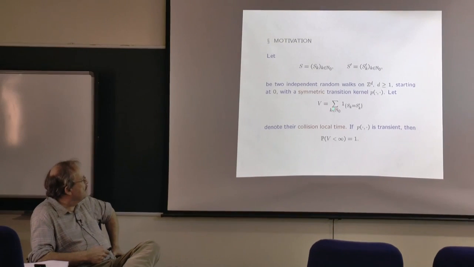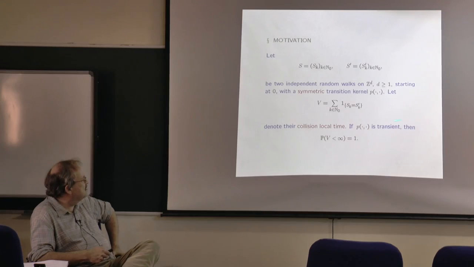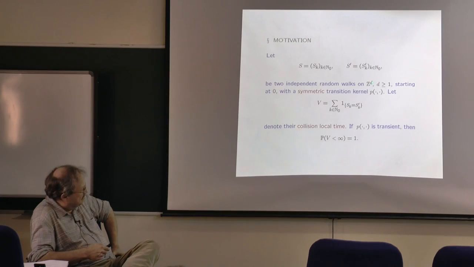interval. Now, it is easy to see that if this transition kernel is the kernel of a transient random walk, and transient random walks are abundant in dimension 3 or higher, but they can also occur in dimension 1 and 2, then this number is finite with probability 1. So it starts to make sense to study the large deviations of this object. I should also say that if the transition kernel is recurrent, then this number is infinity with probability 1, and there isn't really anything interesting that we can study.